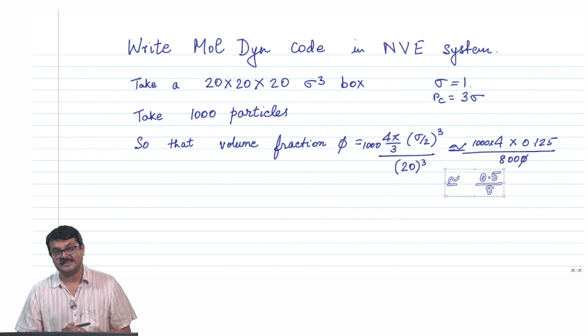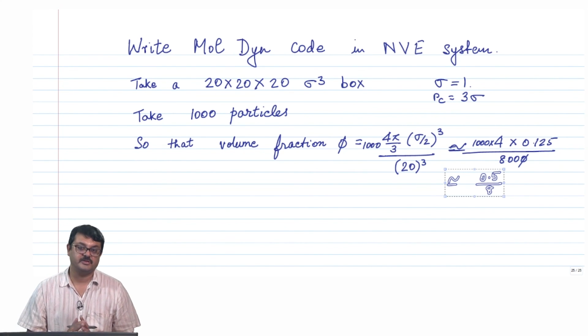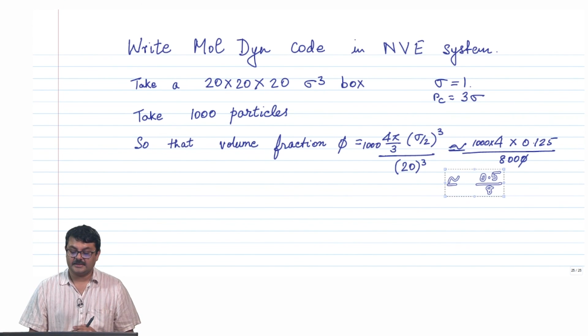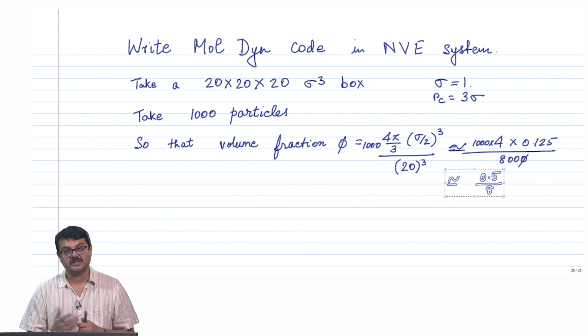You could take dt, the integration time step, to be 0.005. Units will be discussed next week, and you can just check whether your total energy is conserved or not, even as potential energy and kinetic energy vary.